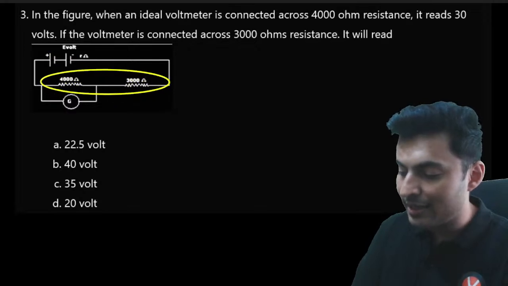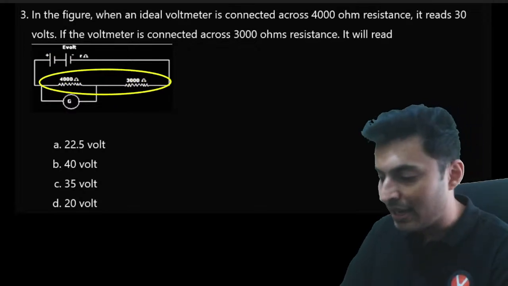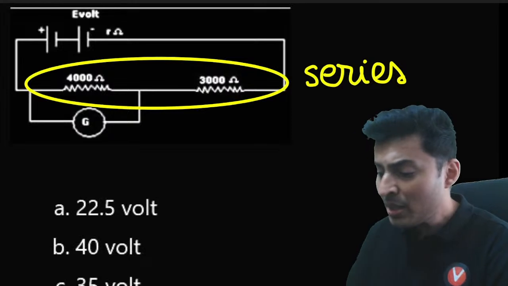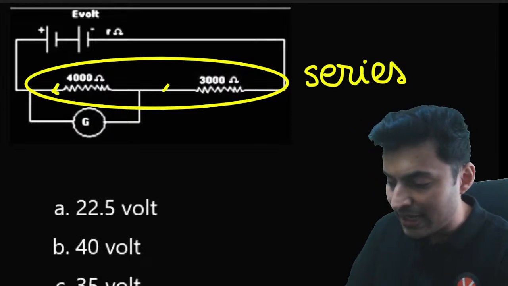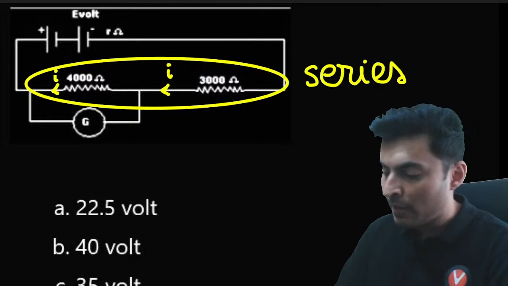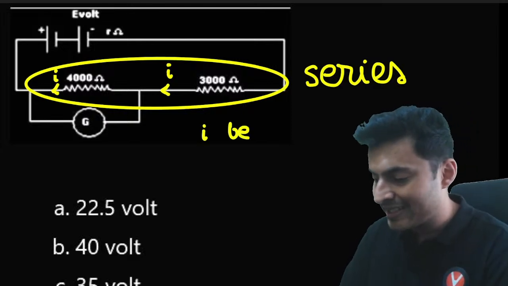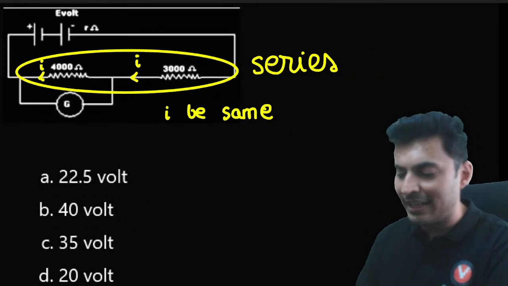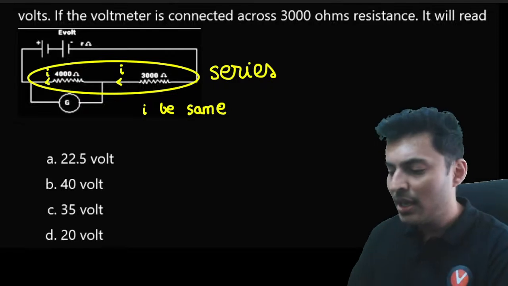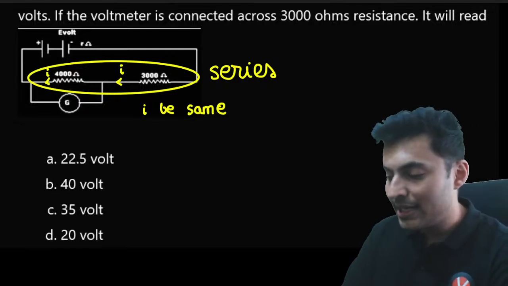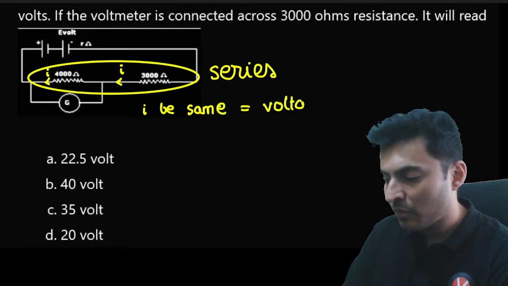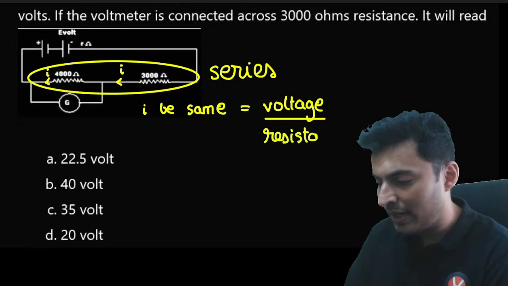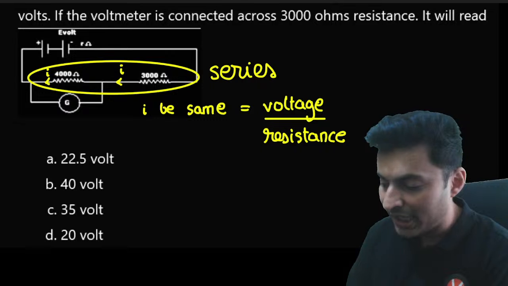Do you see one important thing? These two resistors, are they in parallel or in series? I find them to be in series. Both of them are in series, right? That means in this as well as this, won't the current be the same? That is the criterion for resistors, capacitors, inductors in series: current and charges are the same. Very good. And what is current? Current is nothing but voltage, meaning potential difference, divided by resistance.